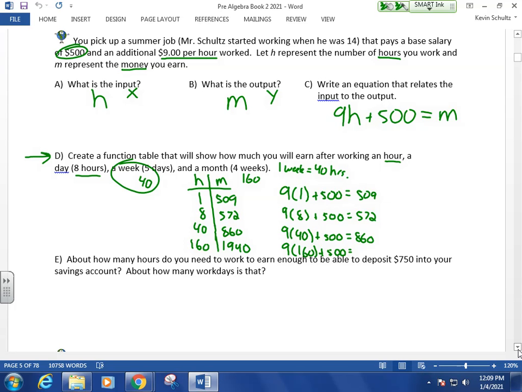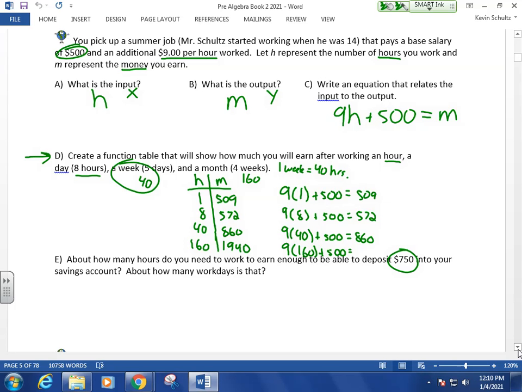But it requires that you work that number of hours. If we only worked 1 hour, we're only at 509, okay? But the more work you put in, the more money you get out of it. 1,940. Then letter E. This is where I give you the input, right, to calculate the number of hours that you need to work. We're not testing anything. Let's say, how many hours do you need to work to earn enough to be able to deposit $750 into your savings account?